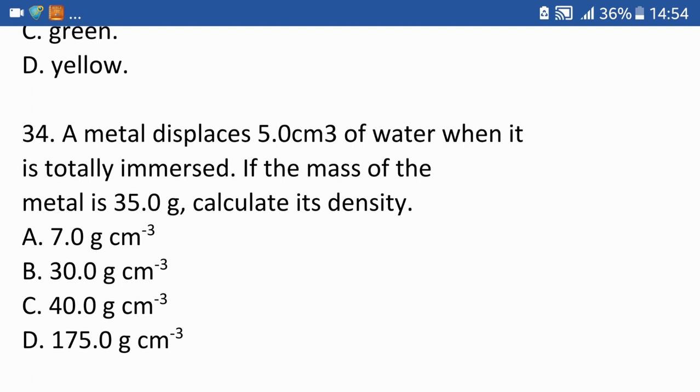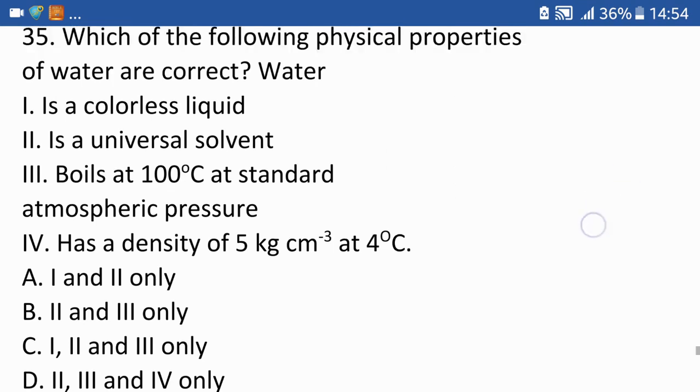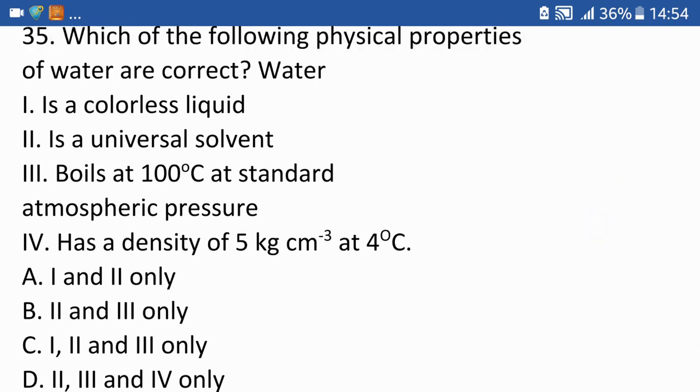A metal displaces 5 cm³ of water when it is totally immersed. If the mass of the metal is 35 grams, calculate its density.